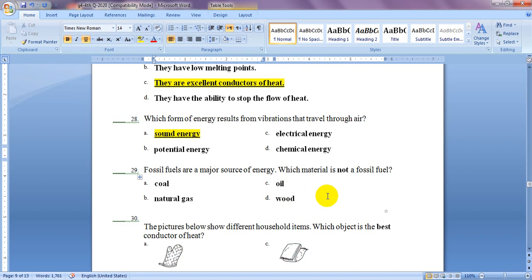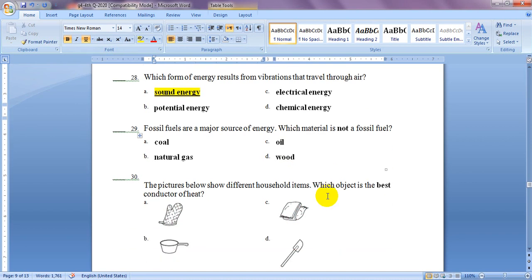The next one, 29. Fossil fuels are a major source of energy. Which material is not a fossil fuel? Coal, natural gas, oil, or wood? The one which is not a fossil fuel is wood.